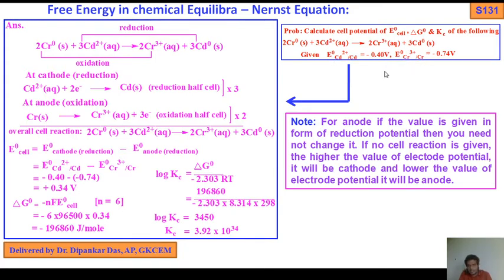If the value is given as reduction potential, there will be no problem. If the value is given as oxidation potential, the magnitude will be the same, only the sign will be different. If it is chromium slash chromium 3 plus, it should be positive 0.74 volt. So if the value is given in the reduction potential format, then it is very easy, no need to change any sign or magnitude.